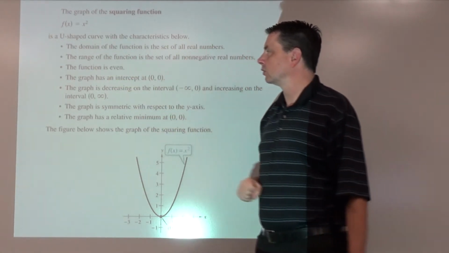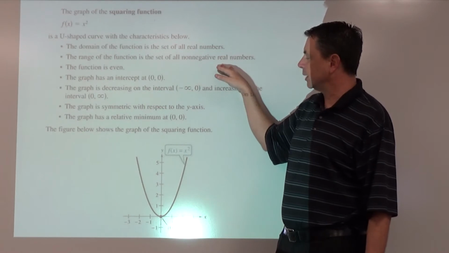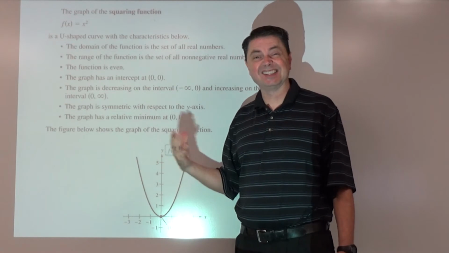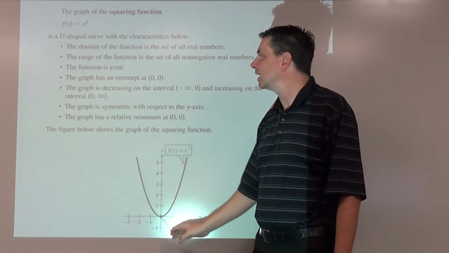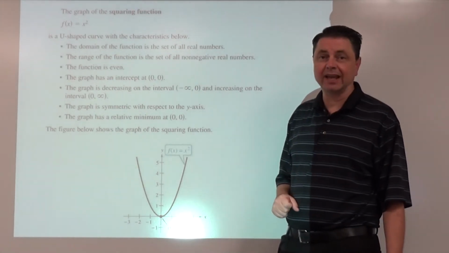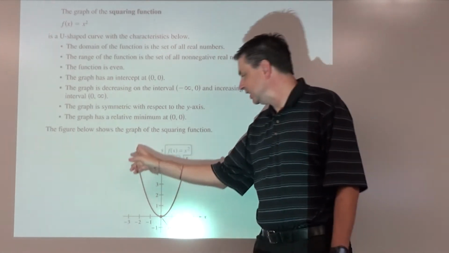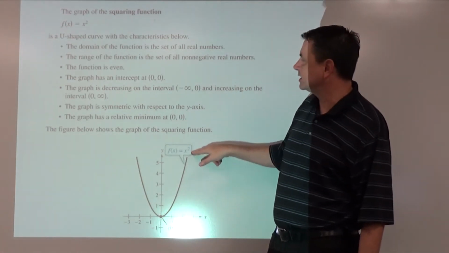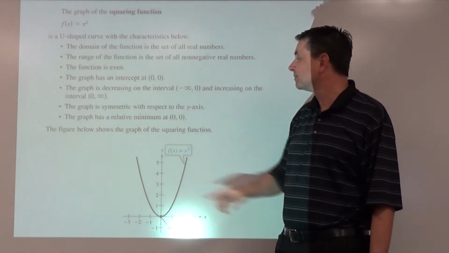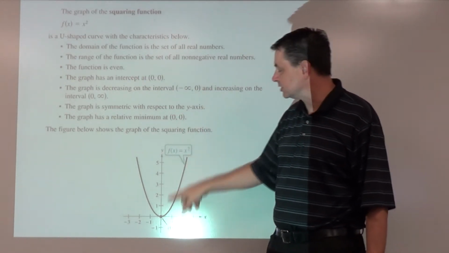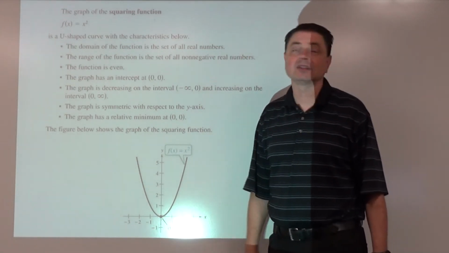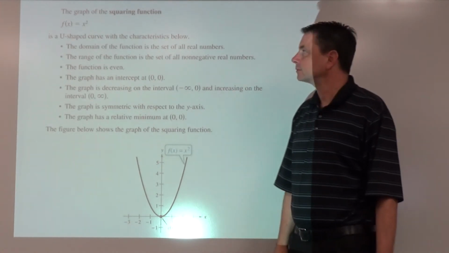The domain is the set of all real numbers. The range is positive numbers and 0. From the previous lesson, it's even because it's symmetric about the y-axis. It has an intercept at 0, 0. That's both an x-intercept and a y-intercept. It is decreasing here. It is increasing here. We talked about the symmetry, which kind of talks to it being even. It has a relative minimum at 0, 0 because it changed from decreasing to increasing. So those are some of the things about the squaring function.